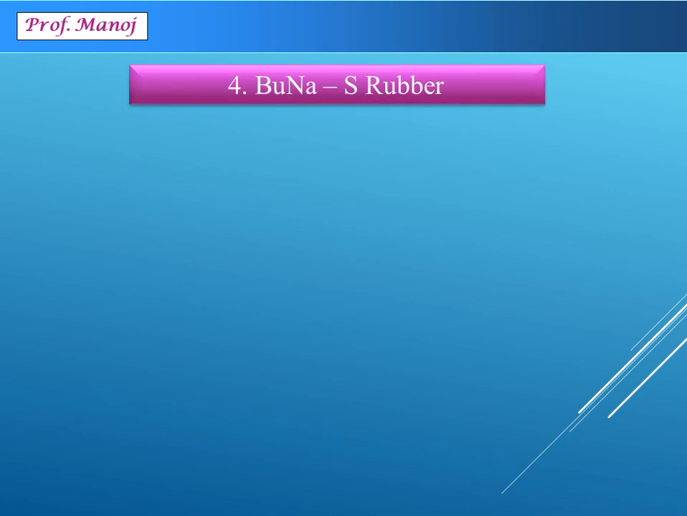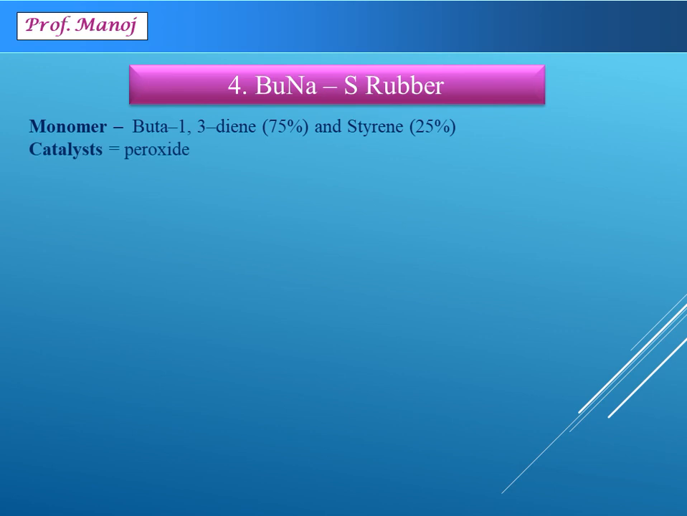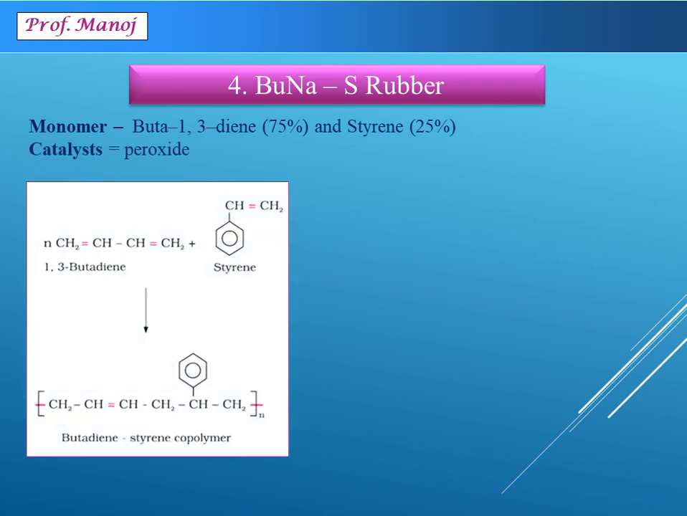The fourth rubber we study is Buna S rubber. This is obtained from 75% buta-1,3-diene and 25% styrene. The catalyst used is peroxide. You can see now the structure of buta-1,3-diene and styrene, which is nothing but vinyl benzene. Once again, similar shifting of double bonds happens to form Buna S rubber.